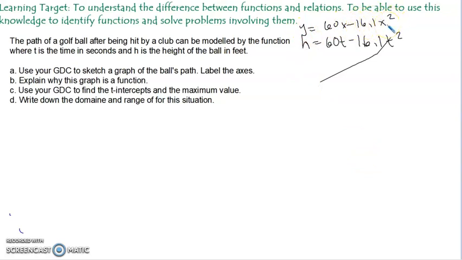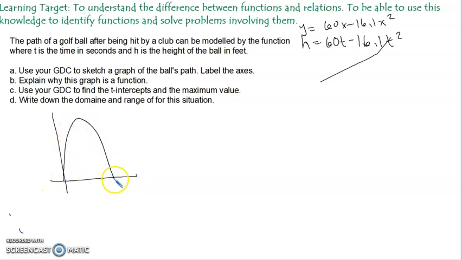Okay. Once you're done that, you can either click graph or you can play around with the window or the zoom to make sure that you have full access to seeing the graph. Once you've played around with it, you can change the maximum and minimum x and y values. You should see something that looks like this.